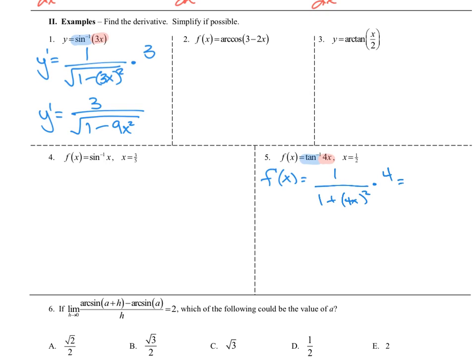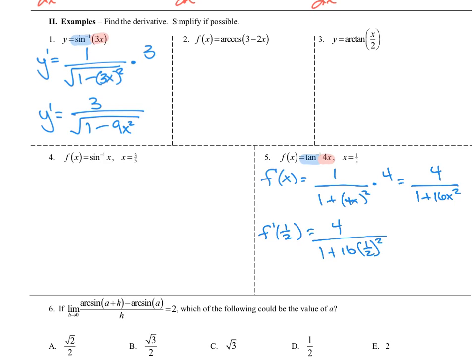And I can clean this up. 1 times 4 is 4, divided by 1 plus, again, I have to square the 4, that's 16, and square the x, that's x squared. And then I'm going to evaluate when x is half. So I've got 4 divided by 1 plus 16, replacing the x with half squared.